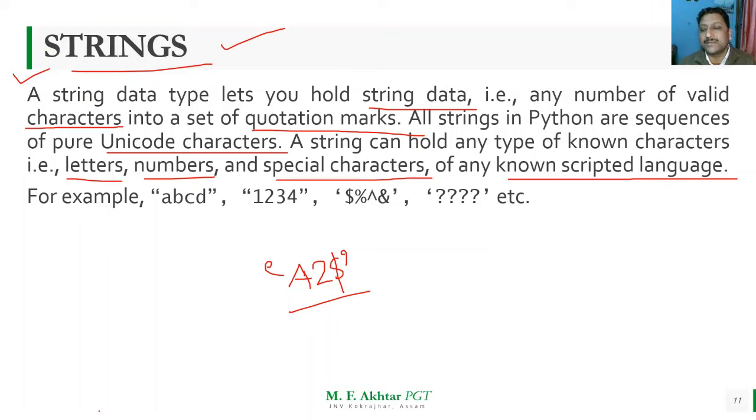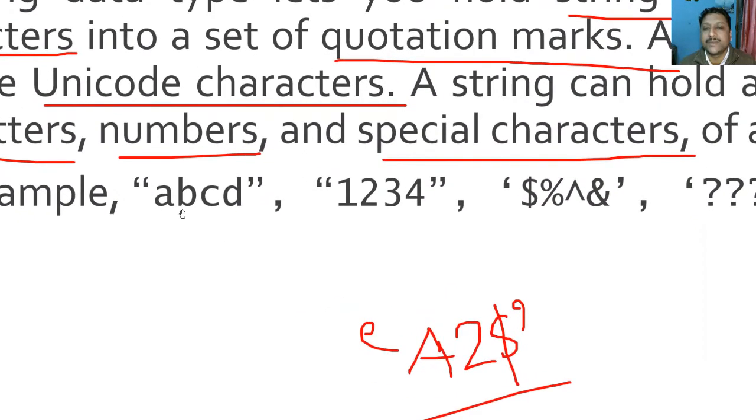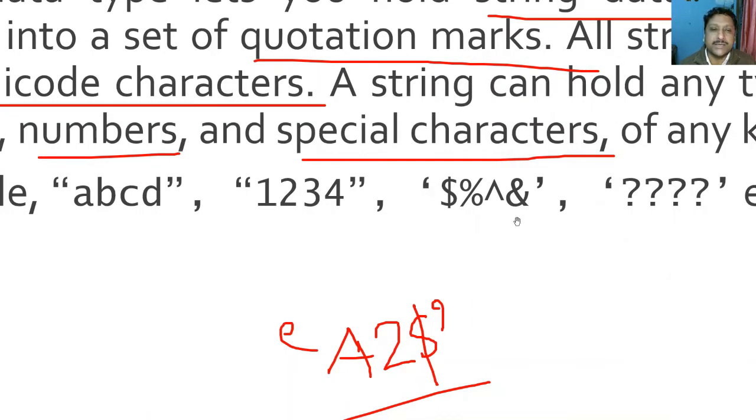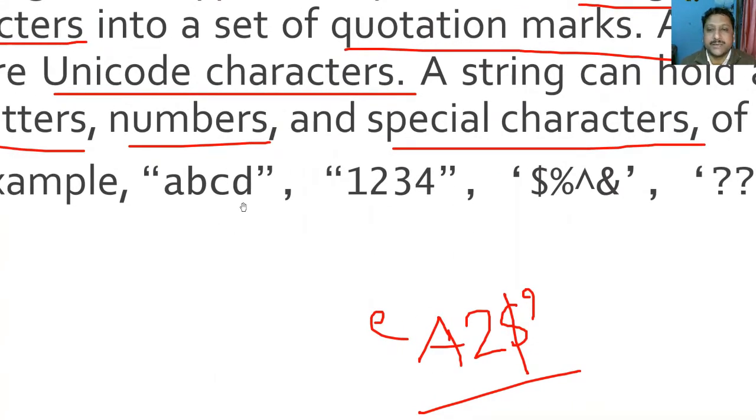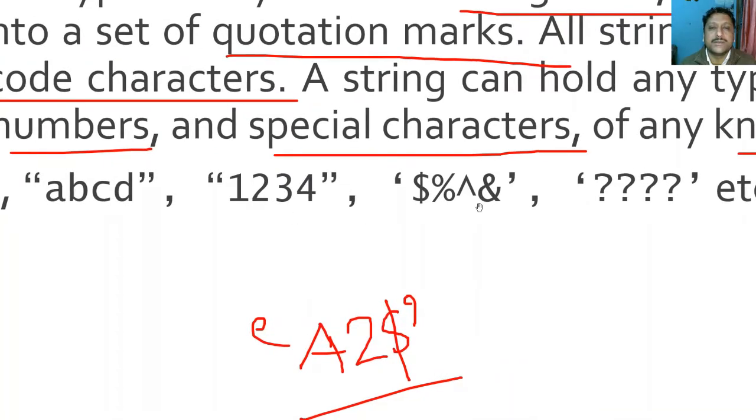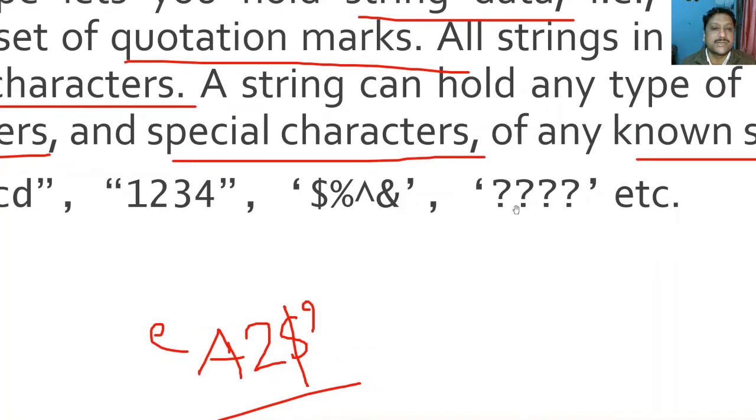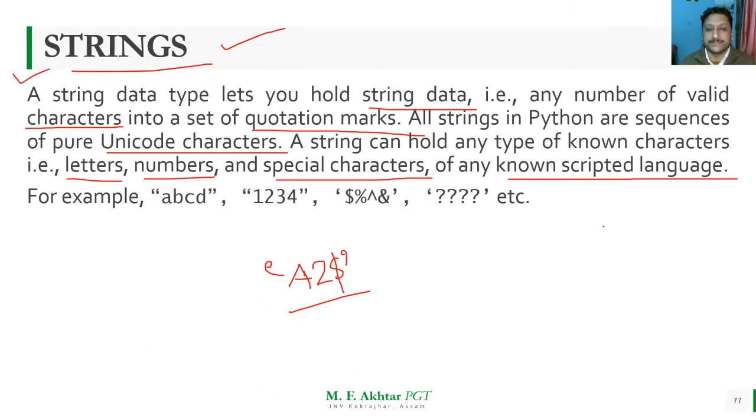See the examples here. There are many examples. ABCD within quotation marks, we can put double quotation marks or single quotation marks. There is no harm, but one thing must be ensured: if we are using double quotation marks at the starting, then the end must also be closed with double quotation marks, and if we are putting single quotation marks, then it must be closed with single quotation marks only. Then it will work. See here ABCD 1 2 3 4, these are all examples of a string. Some symbols too, these are the string data type.